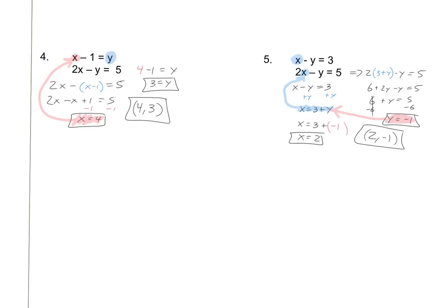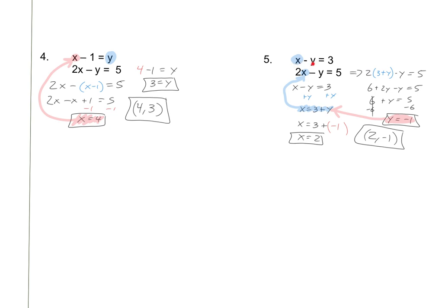Okay, let's just talk about this real quick. I already had y solved for, so I just replaced the y in this equation with what I know y is equal to, x minus 1. Solve for that, I get 4. Then I took that and plugged it back into this equation where y is already solved. So I get 4 minus 1 equals y, therefore y is 3. There's my answer. Over here, the easiest thing to solve for is the x.